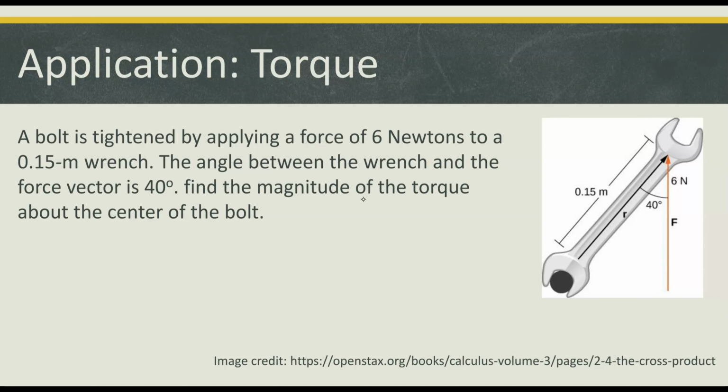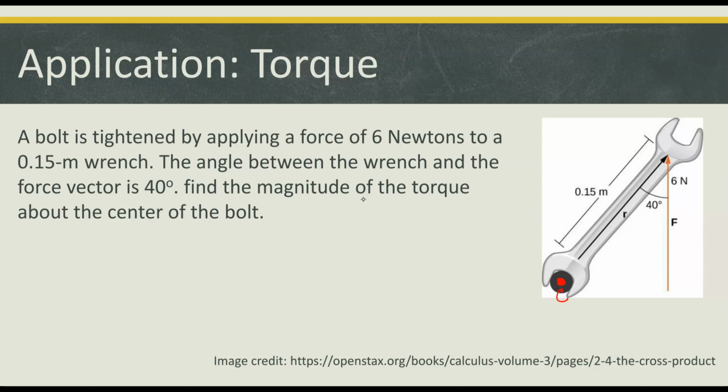We've got a situation where we have a bolt, and a bolt is being tightened by applying a force of 6 newtons to a 0.15 meter wrench. The angle between the wrench and the force vector is 40 degrees. We want to find the magnitude of the torque about the center of the bolt. So we're trying to find the magnitude of the torque around that point. I'm just going to label that C for center.